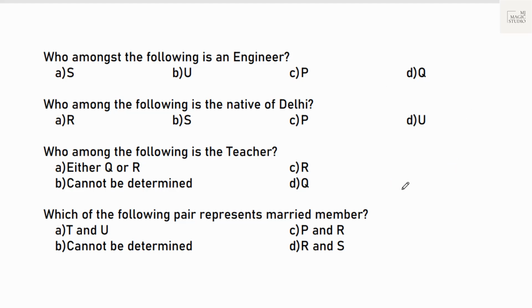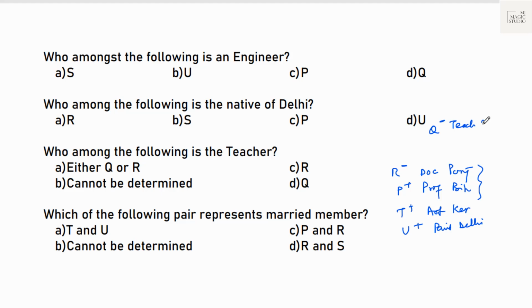Let's first make a note of the results we have. R, female, doctor from Punjab, married with P, male, professor from Bihar. T, male, artist from Kerala. U, male, painter from Delhi. Then we have Q, female, teacher from Gujarat, married with S, male, engineer from Assam. Now once we have this, we can answer all the 4 questions in no time.